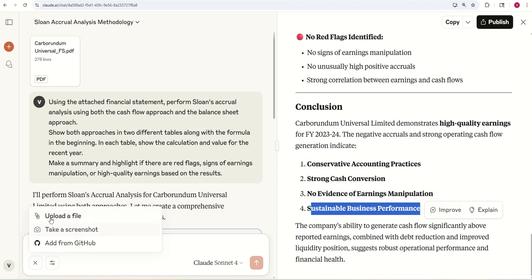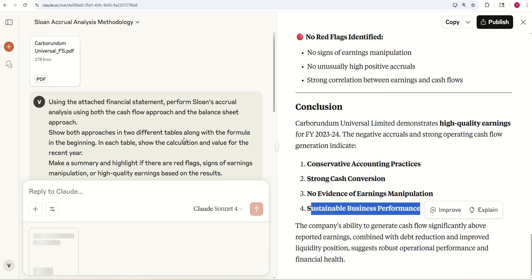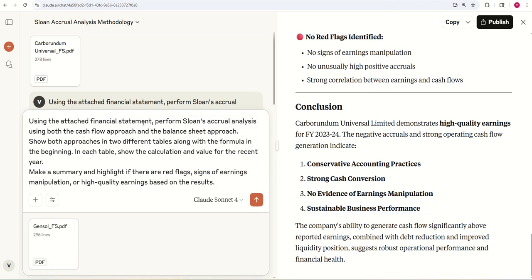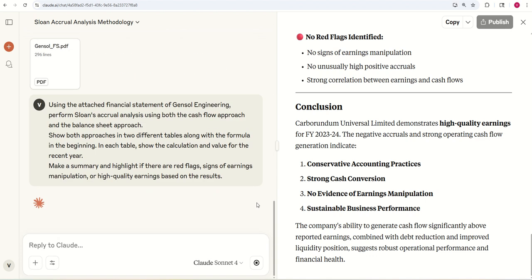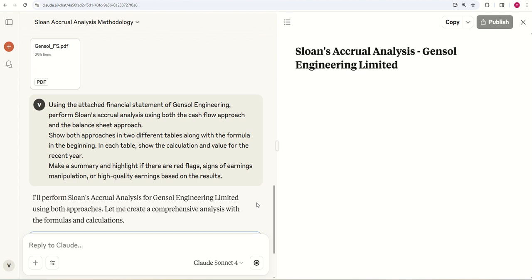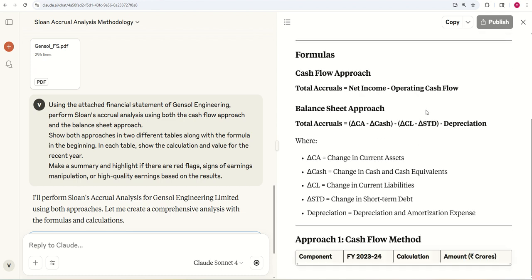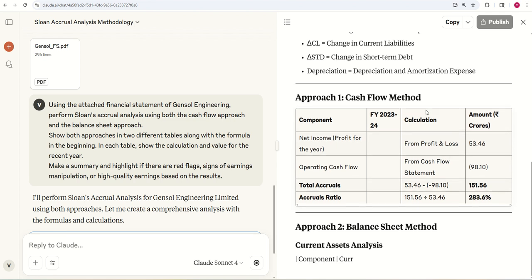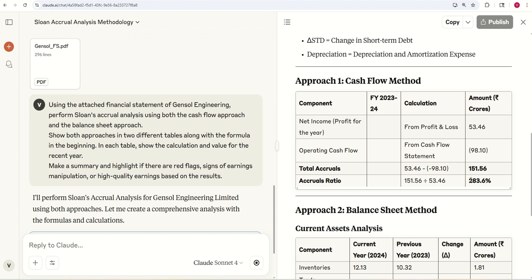Now we'll run this model on the contrary example which I told you, Gensol Engineering. Let me attach the financial statement of Gensol Engineering. Now let us see how this pans out. As usual, it introduces the model, shows the formula, then the calculation comes in. There is almost three times accrual. 283% is almost three times the accrual.